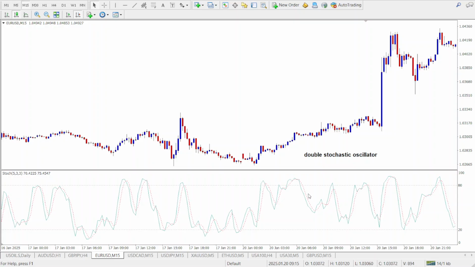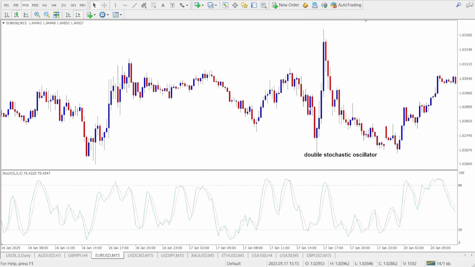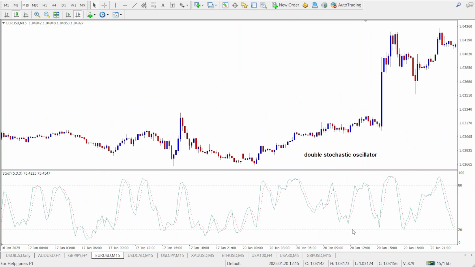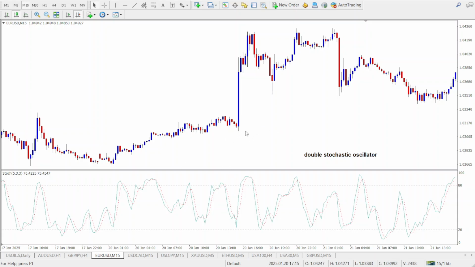For example, when you have a range-bound market, the double stochastic oscillator provides a clearer indication of when the price is truly overbought or oversold, as a result of the double function. And in trending markets, it can help you to pinpoint pullbacks or potential reversals with greater precision.